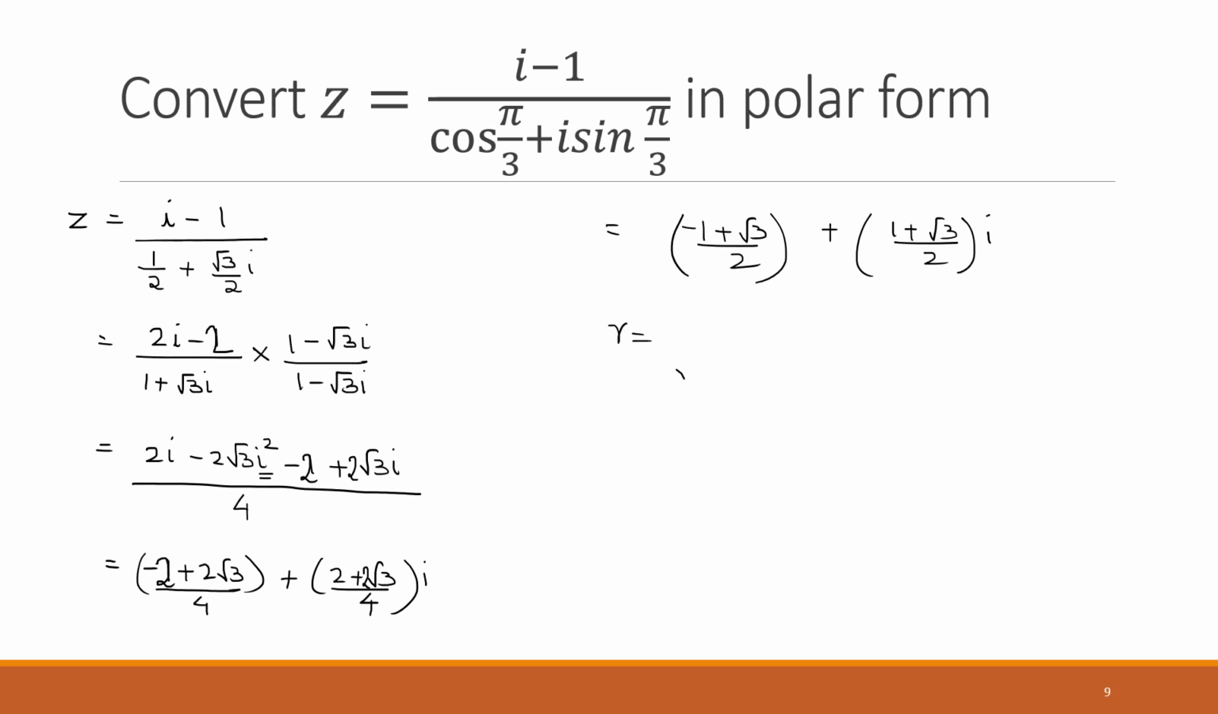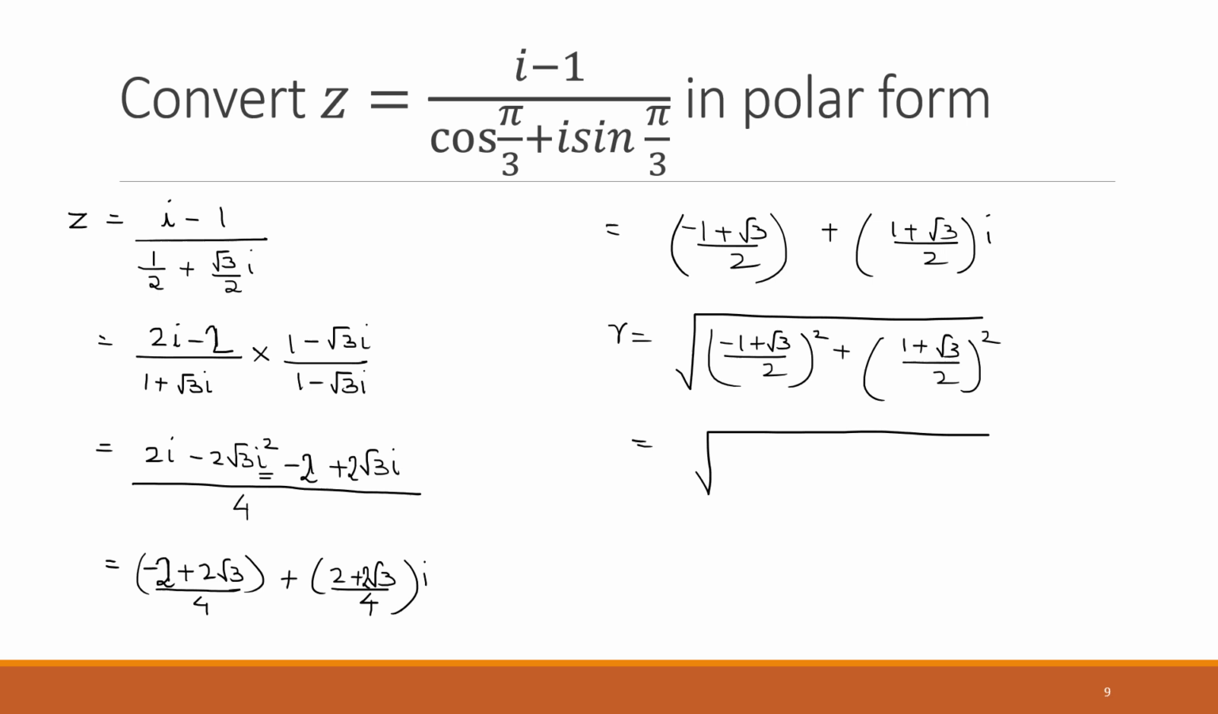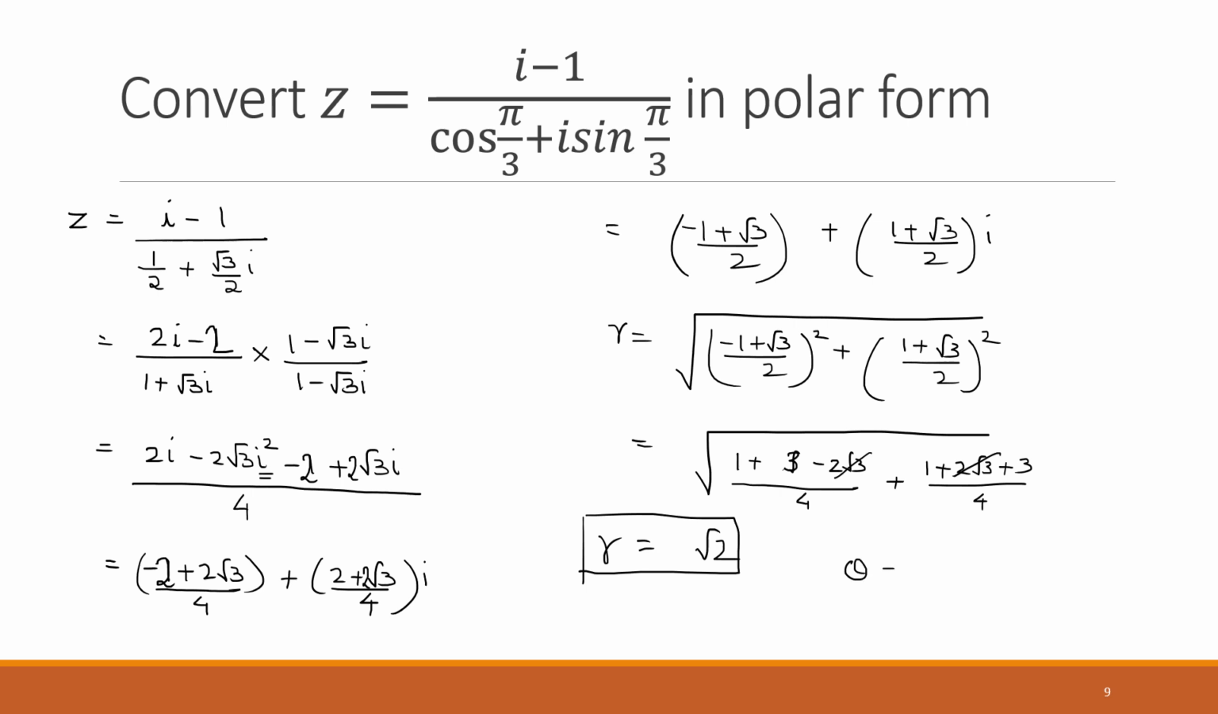What will be needed for polar form? r. So children, how much will r come? ((−1 + √3)/2)² + ((1 + √3)/2)². Correct? So how much will this come? I'll find r and θ for you. You convert into polar form. So this will be 1 + 3 − 2√3 upon 4, plus 1 + 2√3 + 3 upon 4. Correct. So −2√3 + √3 cancel, 4 + 4 is 8, 8 upon 4 is 2. So how much is r coming, children? Root 2. What is the value of r coming out to be? Root 2. Now how much will θ come?